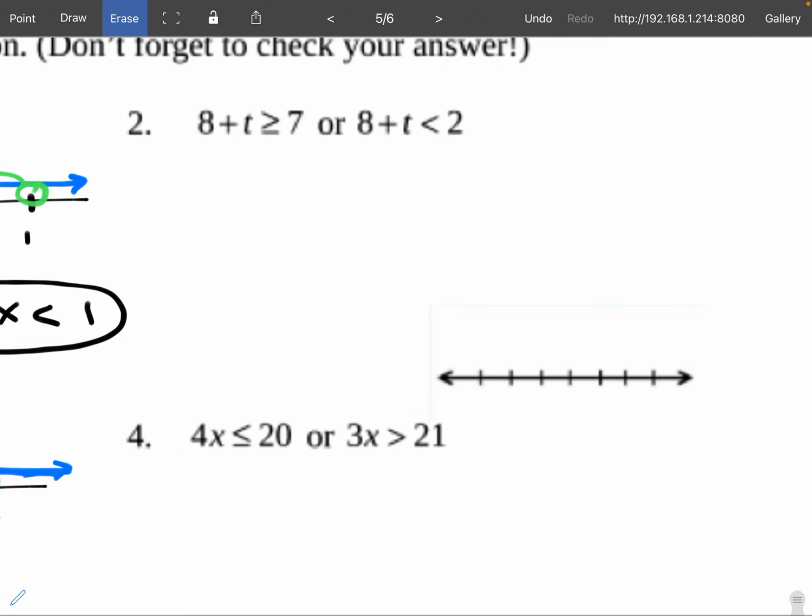All right, enough of that. Let's do the OR ones. So we got 2 OR ones to do. And the last 2 are really quick. And there's no word problems today. So let's do number 2.